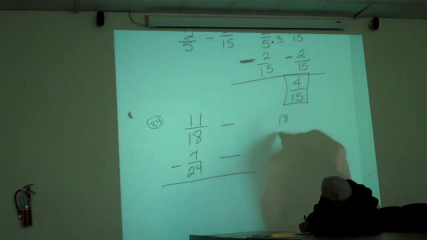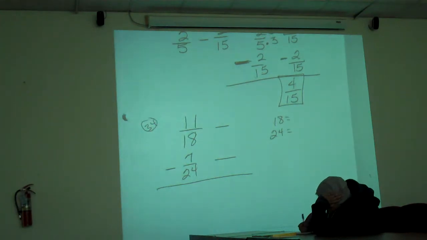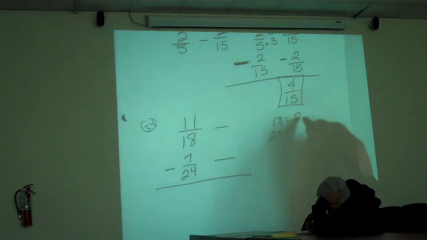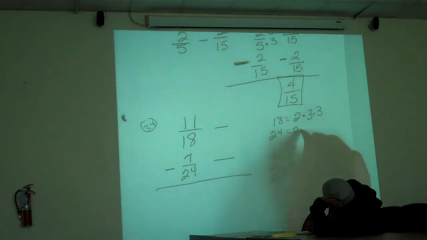If you have 18 and 24, you can either list the multiples or you could do it prime factor. 18 divided by 2 is 9, divided by 3 is 3. Prime factors of 18 are 2 times 3 times 3. 24 divided by 2 is 12. Divided by 2 is 6. Divided by 2 is 3. Okay, so 2, 2, 2, 3.